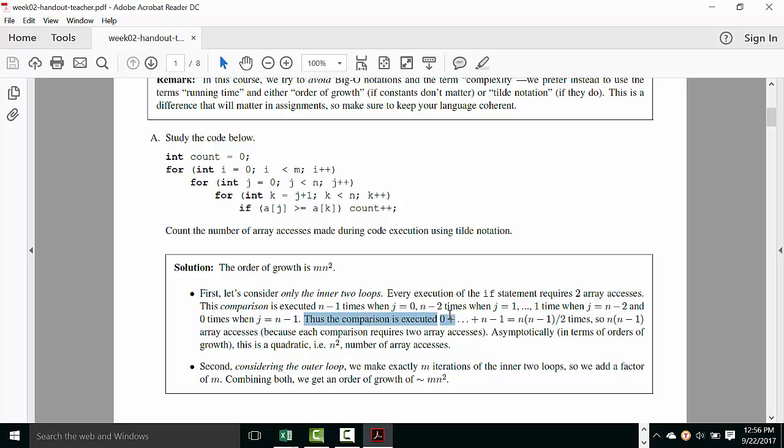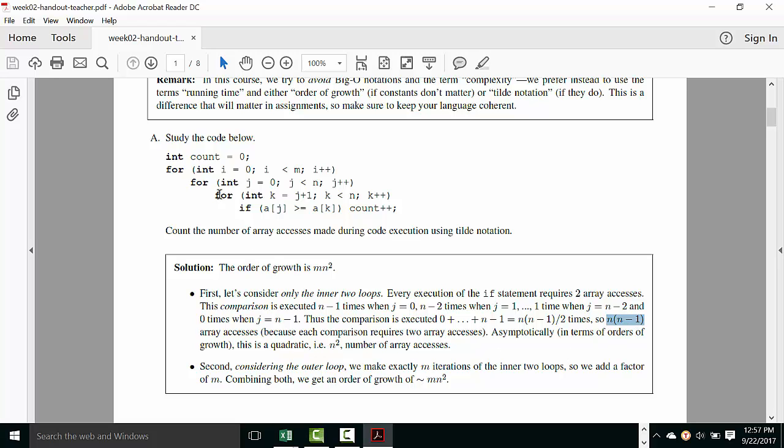So the comparison is executed the sum of those numbers, 0 to n-1 times. I will leave the details to you using the arithmetic sums. We know the sum from 1 to n is n over 2 times n plus 1, but the sum from 1 to n-1 is n times n-1 over 2. One way to think about that is to take the sum from 1 to n, which is n over 2 times n plus 1, and subtract n from it to get the sum from 1 to n-1, which gives you this. Now, if you multiply that by 2, you get this number. Why do I multiply by 2? Because I'm doing 2 array accesses, and this is how many times I will execute that statement. So I end up with n times n-1.